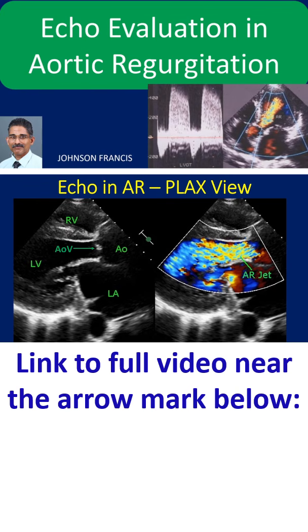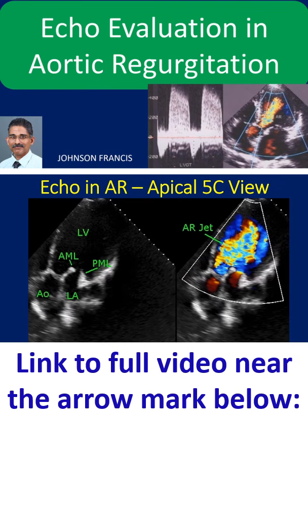The AR jet is almost filling the left ventricular outflow tract and extends well into the left ventricle beyond the anterior mitral leaflet, indicating a free aortic regurgitation. Dilated left ventricle, aorta and left atrium also suggest that the AR is severe.